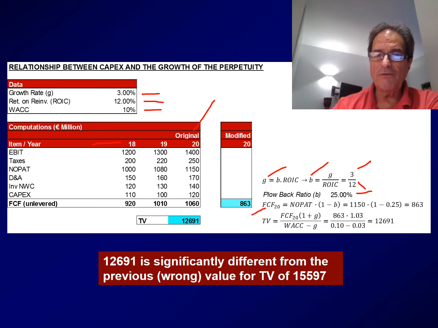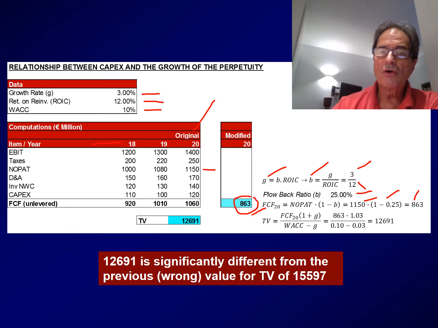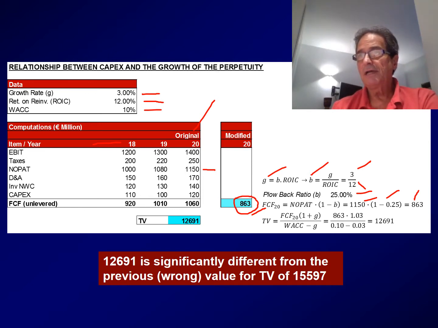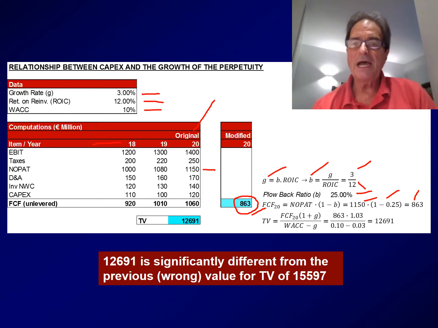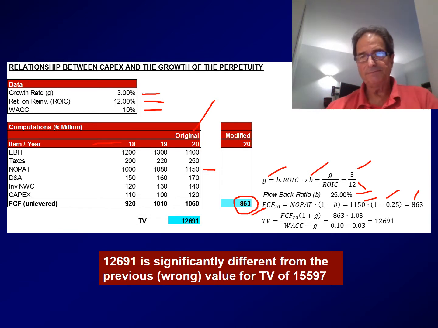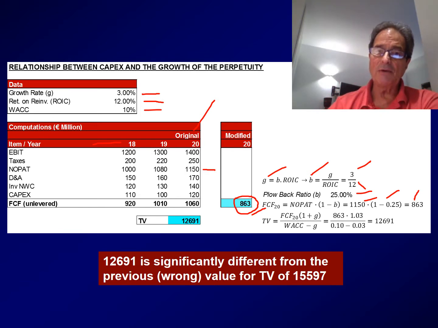So we recalculate our free cash flow for year 20, the last year of the projection, as NOPAT multiplied by 1 minus B, the plowback ratio. In our example, NOPAT in year 20 is 1150. We multiply by 1 minus the plowback ratio, and we obtain 863. 863 will then be our modified cash flow for year 20. This modified cash flow is now consistent with the growth rate of 3% and the return of 12% on invested capital. Now we are ready to calculate the terminal value in the right way.